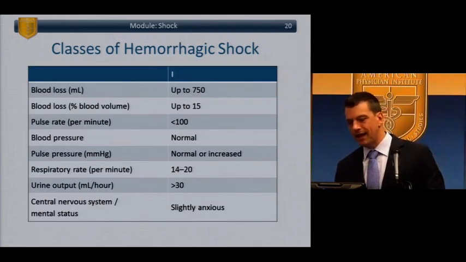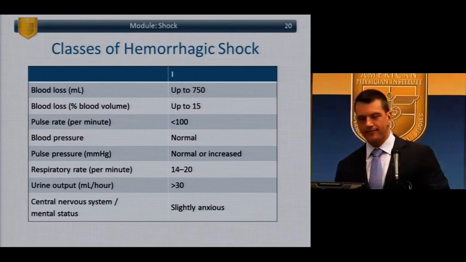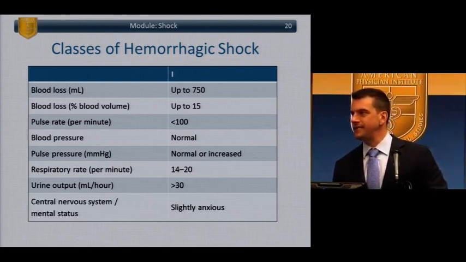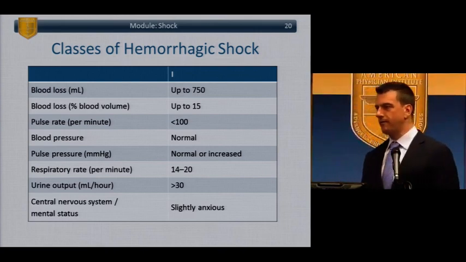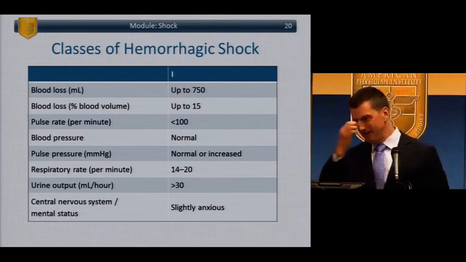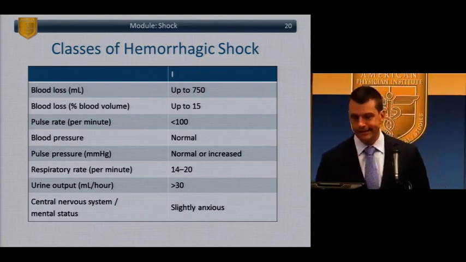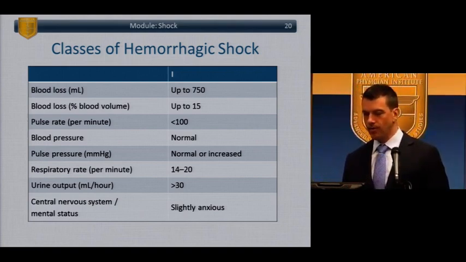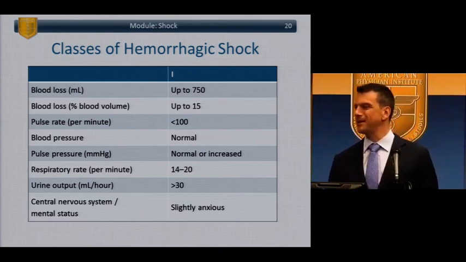So we'll talk about the classes of hemorrhagic shock. The first is blood loss up to 750 cc's. This can be like a simple phlebotomy, up to 15% of your blood volume. Remember, we work with a baseline in the 70-kilo man of about 5 liters. Pulse rate is usually normal. Blood pressure is normal. Pulse pressure is, again, normal. Just about everything looks fine. The patient may be a little bit anxious, but other than that, in class 1, you see very little physiologic effect.